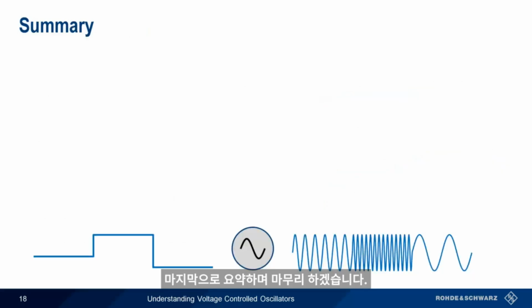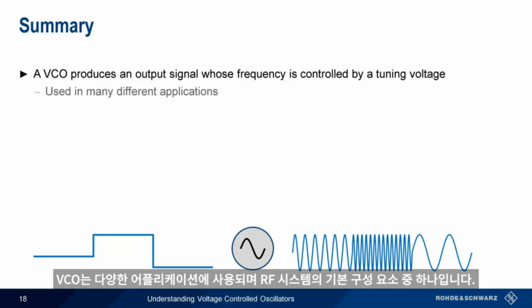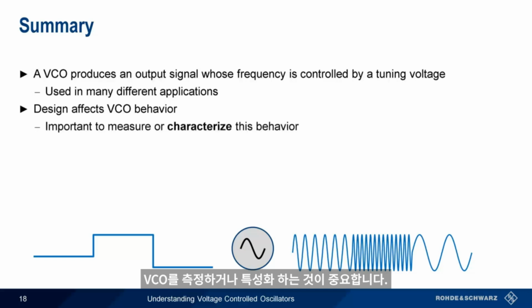Let's end with a brief summary. A voltage-controlled oscillator, or VCO, is a device that produces an output signal whose frequency can be changed or controlled by means of an external tuning voltage. VCOs are used in many different applications and are one of the fundamental building blocks of RF systems. There are numerous ways of designing VCOs, and the behavior of a VCO is largely a function of the chosen design. Therefore, it's important to measure or characterize VCOs.